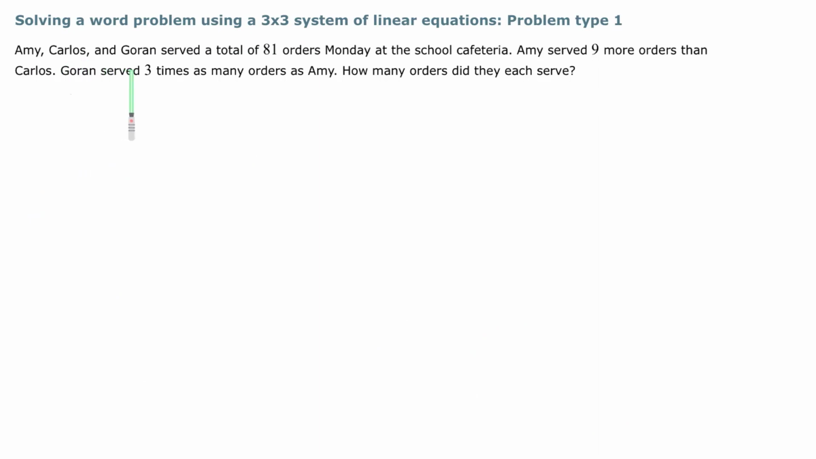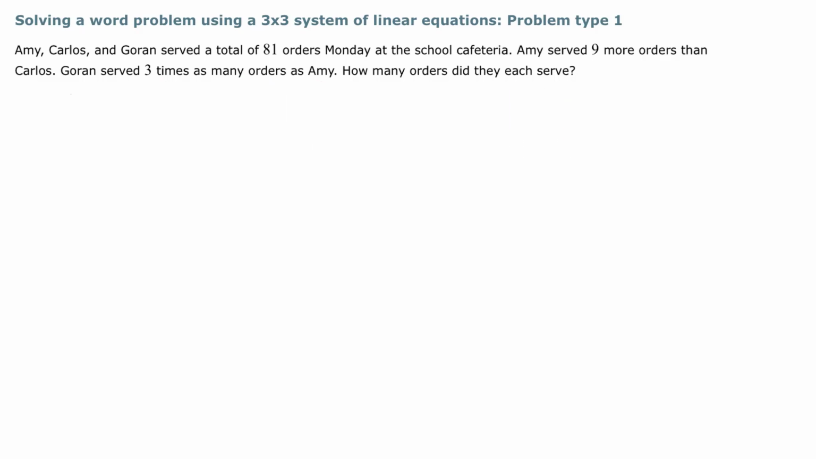Amy, Carlos, and Goran served a total of 81 orders Monday at the school cafeteria. Amy served 9 more orders than Carlos. Goran served 3 times as many orders as Amy. How many orders did they each serve?